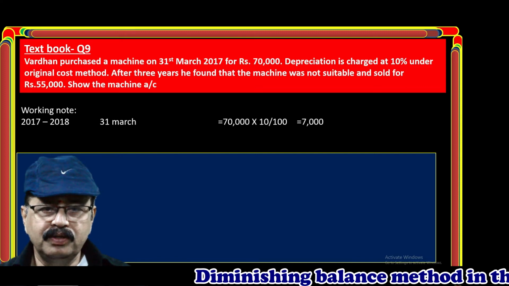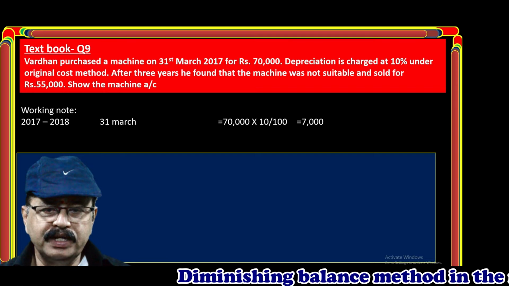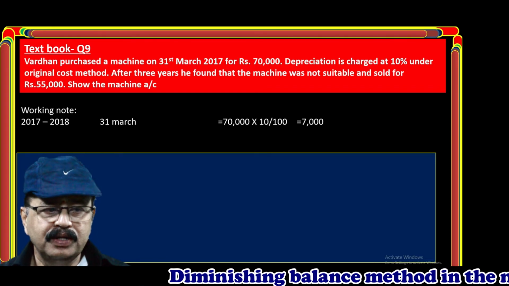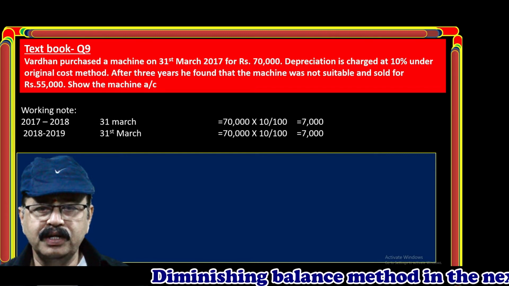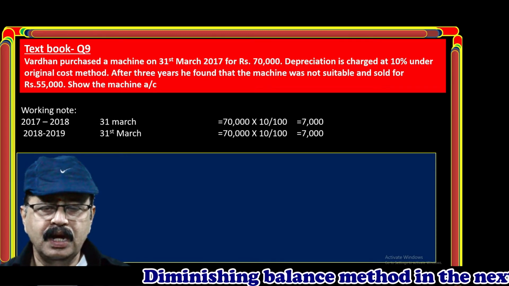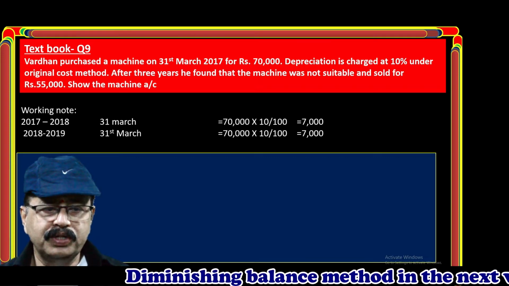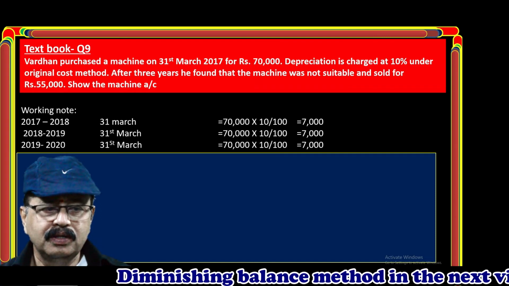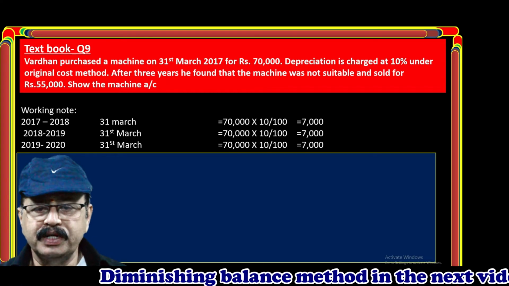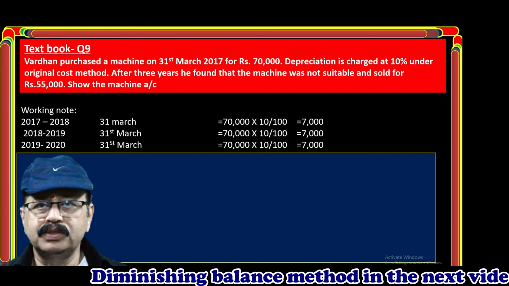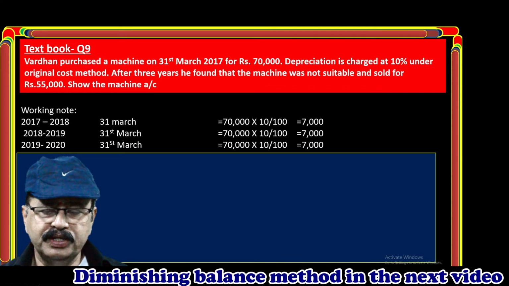That machine will continue in the second year, so we should take the second year full depreciation. Again 2019, 31st March, 70,000 into 10 by 100, 7,000. In the third year also the machine is going to work for 1 year, so we should take 1 year depreciation. 2020, 31st March, 70,000 into 10 by 100 equals 7,000. Okay, so 3 years depreciation we calculated.